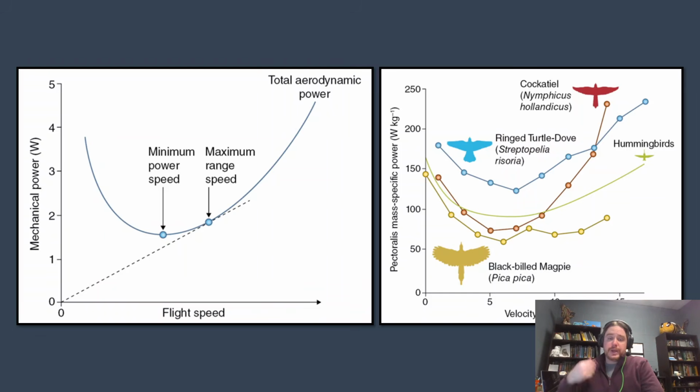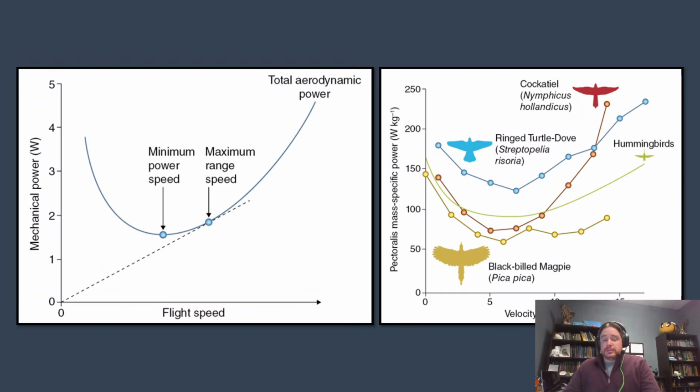On the right, you have a diagram that shows these power curves for a few different species. There's one thing in particular to take from this, and that is that different birds with different morphologies have different power curves. They're all shaped like inverse parabolas, but they have different curves, which means, of course, the minimum power speed and maximum power speed for those species is also different.